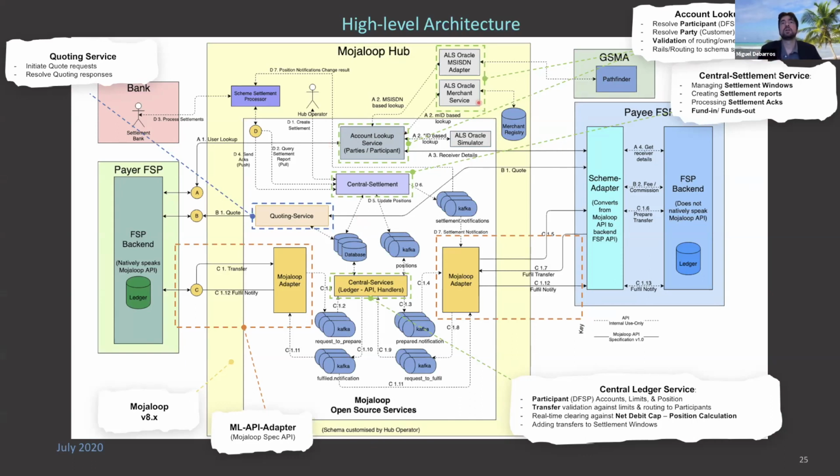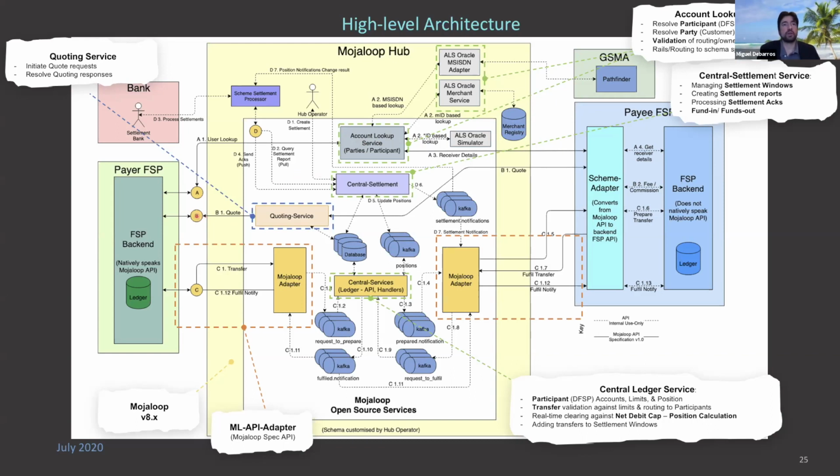interacts with each other. And as previously mentioned, here you can see with regard to the oracles, there are several oracles here. We have an oracle for an MSISDN adapter, which interacts with an external GSMA Pathfinder component to be able to resolve MSISDNs. We have another example here, which is a merchant service, which connects to a local merchant registry, some kind of database that's hosted within the Mojaloop hub itself. And even in the open source, we have an Oracle simulator, which is useful for doing tests and validating account lookup tests.